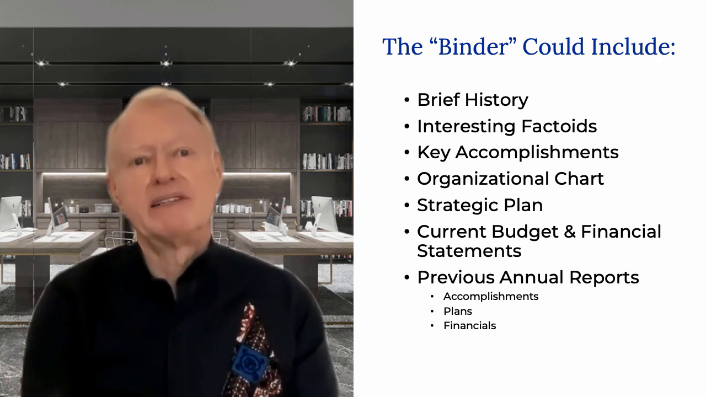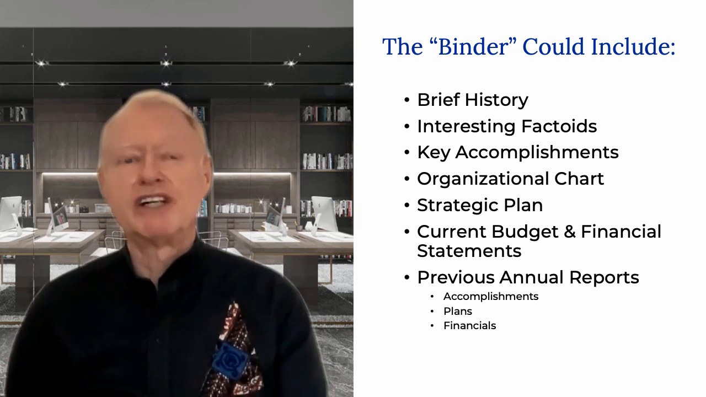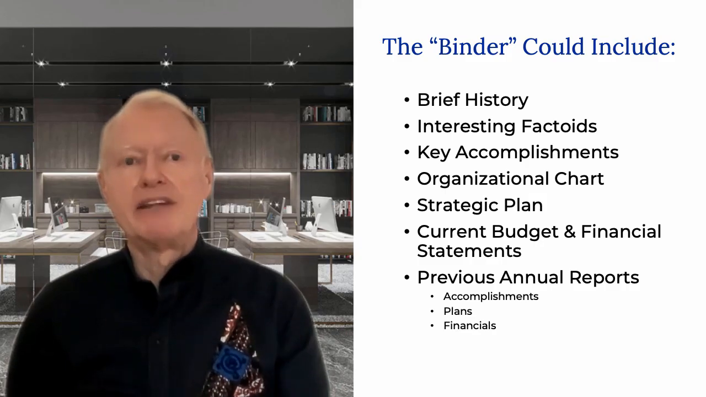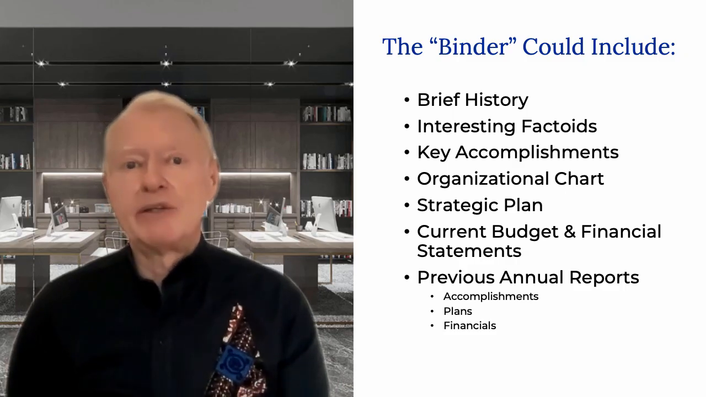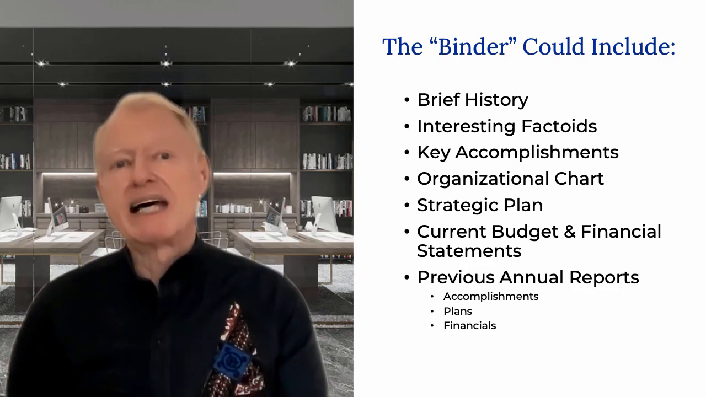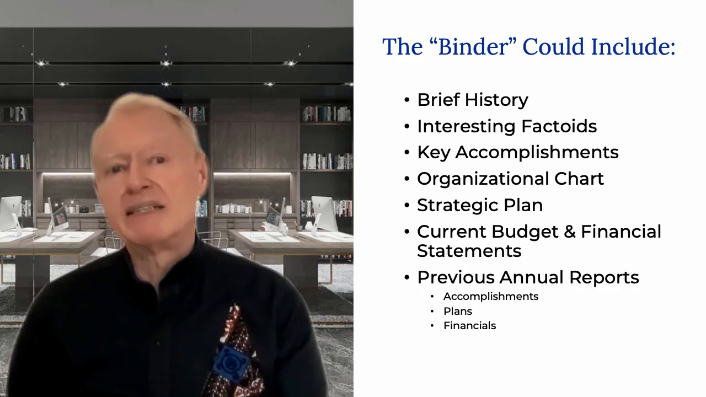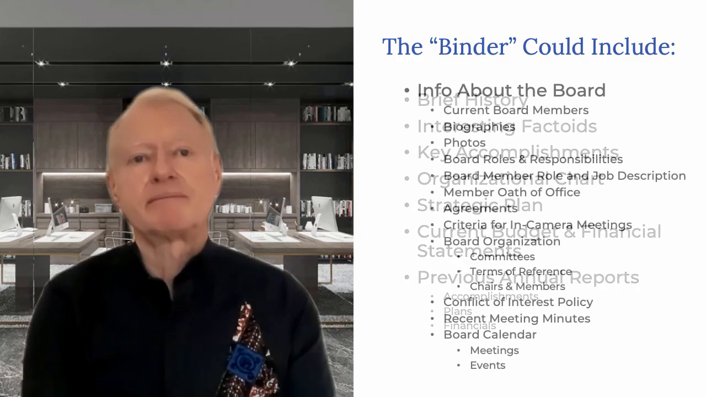This should be in your binder. An organizational chart, the strategic plan, the current one. What's the current budget and financial statements? A couple of previous annual reports, at least, because that includes accomplishments, plans, financial statements.